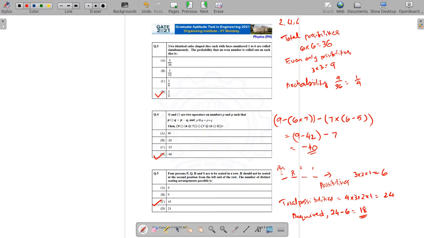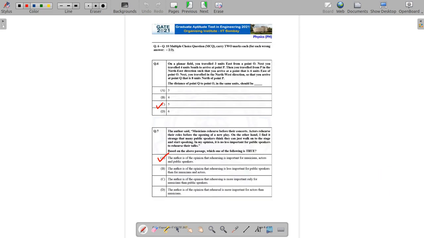Again, they are asking for the total number of possibilities, right? So excluding this one, this is not allowed. How many possibilities are there in total? 4 into 3 into 2 into 1. So this is 4 factorial, which is 24. So 24 minus 6 will give you the occurrences in which R is not in the second position from the left side. So that is basically 18. So next problem.